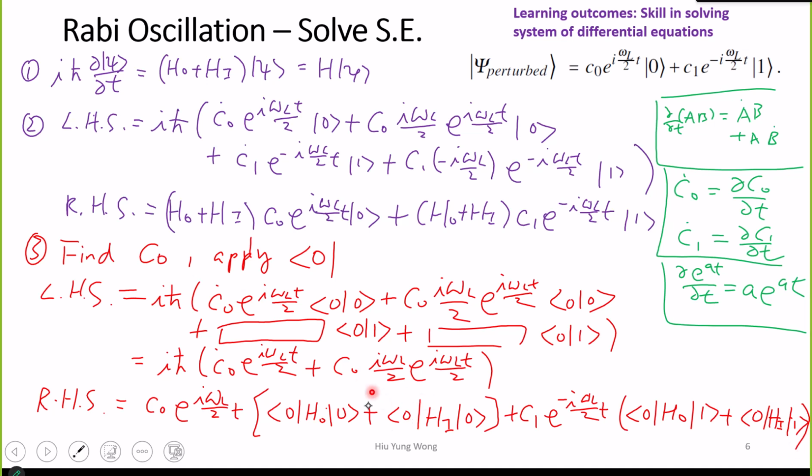Do you see this? I apply to here. I have not done any operation. Scalar, I take it out, and I just do 0. It's just a multiplication, right? 0 bra times H0 times 0 ket plus 0 bra times HI times 0 ket. And do the same thing. 0 bra times H0 times 1 ket, and then 0 bra times HI times 1 ket. Is that okay?